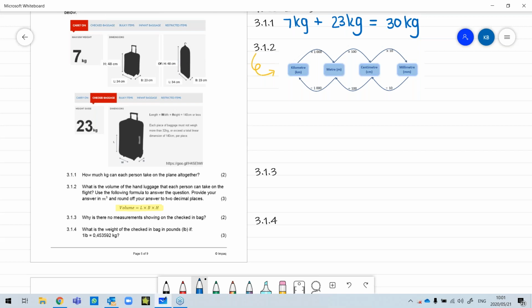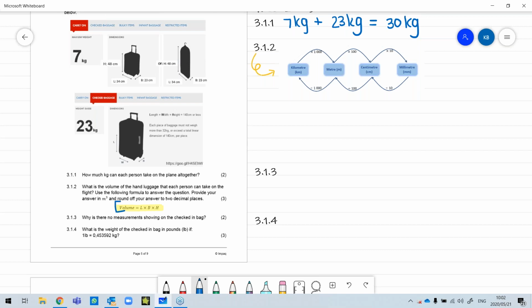Question 3.1.2. What is the volume of the hand luggage that each person can take on the flight? Use the following formula to answer the question. Provide your answer in cubic meters and round off your answer to two decimal places.